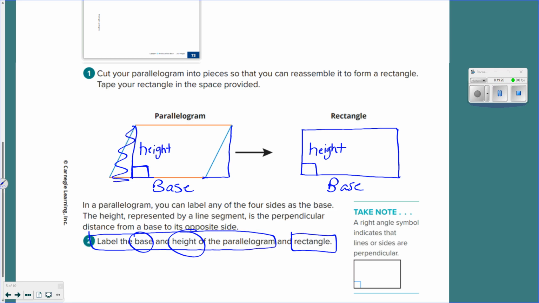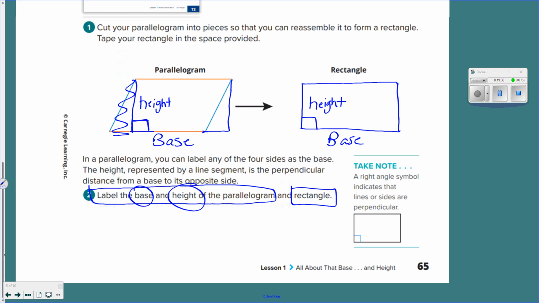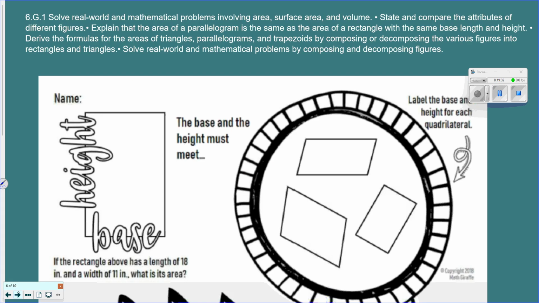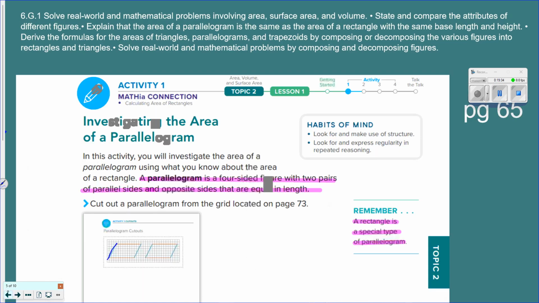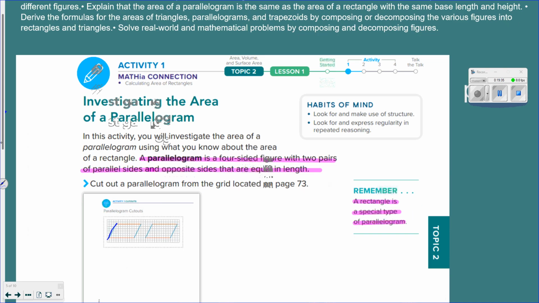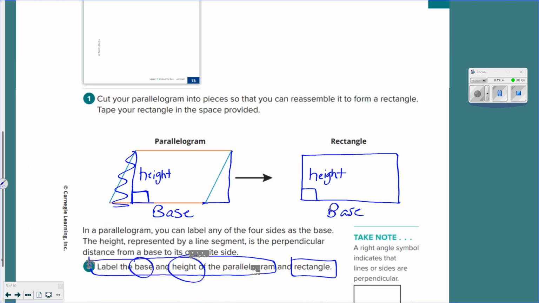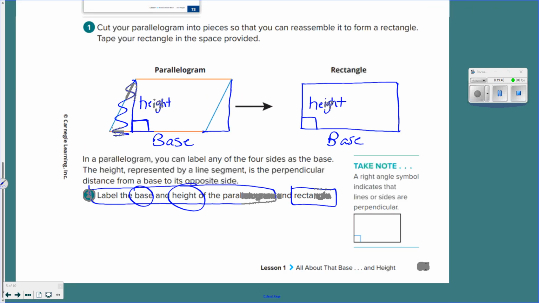All right, let's look at the next page, guys. We are coming around to hand out your doodle notes. Oh, sorry guys, I forgot the note at the bottom. Turn back to the last page real quick. The right angle symbol indicates that the lines and sides are perpendicular. They always make a perfect corner. I said it, I just didn't highlight it. All right, we are coming around to hand out your doodle notes.